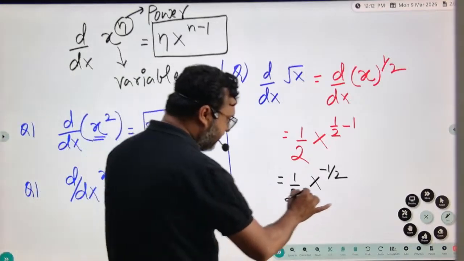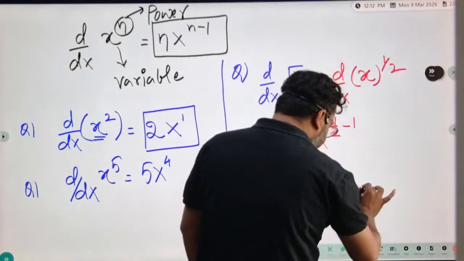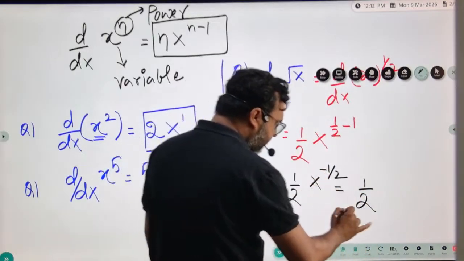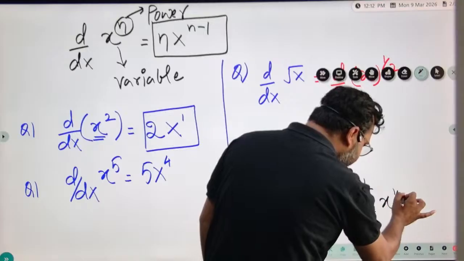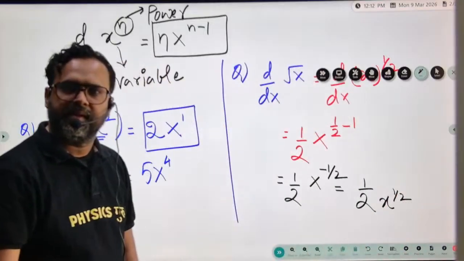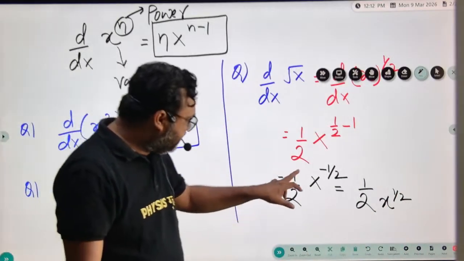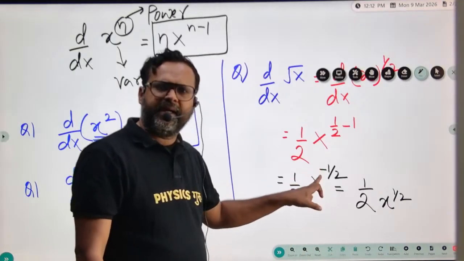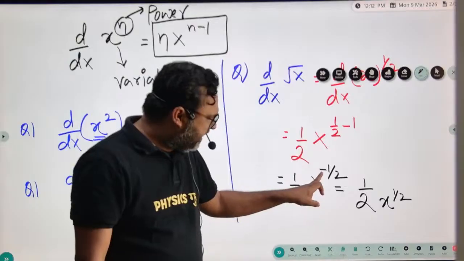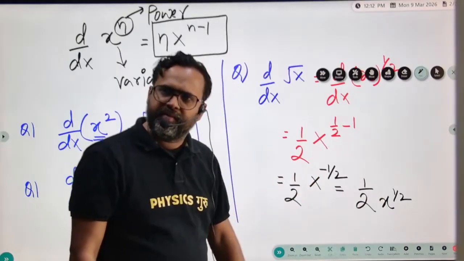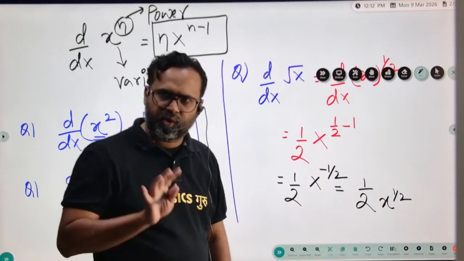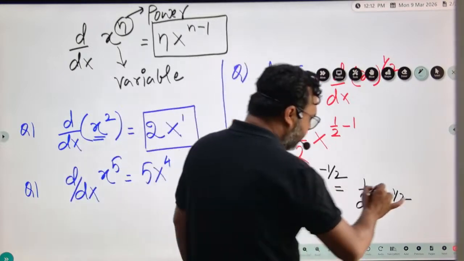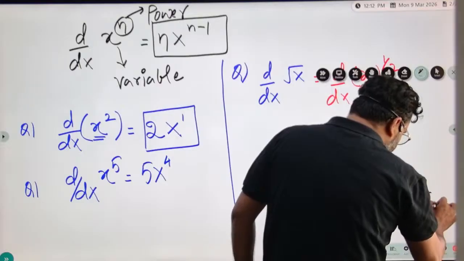Or you can simply write it like this also. 1 by 2, if I bring this term from numerator to denominator, it will change its sign. So it will be x raised to the power plus half. When you move the power from numerator to denominator or from denominator to numerator, it changes its sign. So it will be x raised to the power half, positive. Got it? So you can also write it like this, 1 by 2 root x.